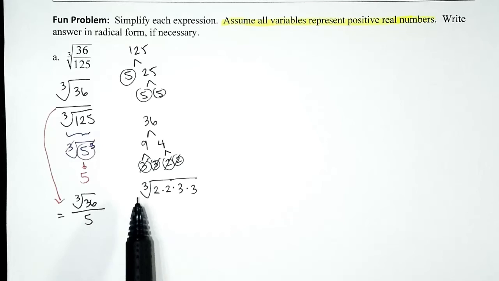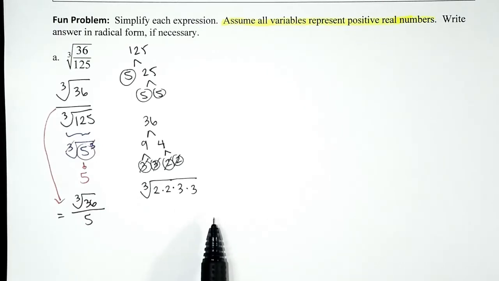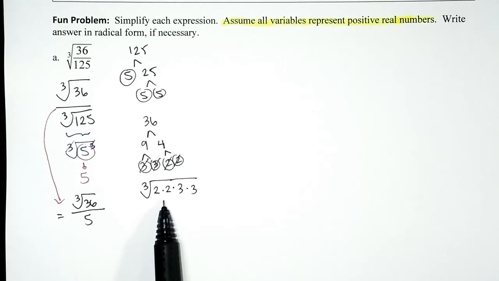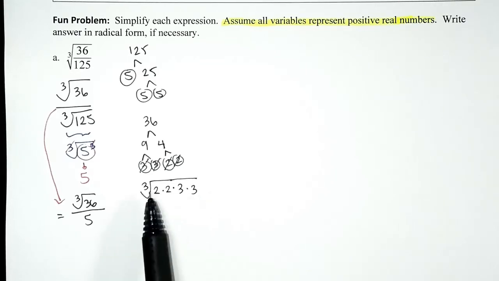Okay, so the index is 3. The only way we can simplify the radical further is if we can make groups of 3, and everyone has to wear the same suit. So we have 2 times 2. We will need another 2 to make a group of 3. So no. What about the 3s? 3 times 3. We will need another 3 to make a group of 3.